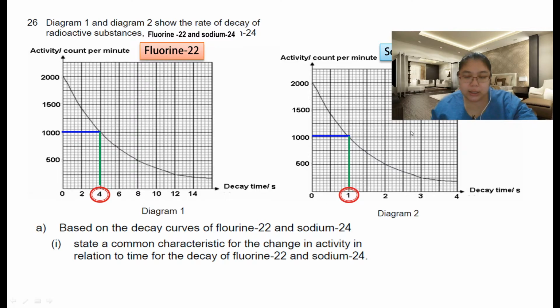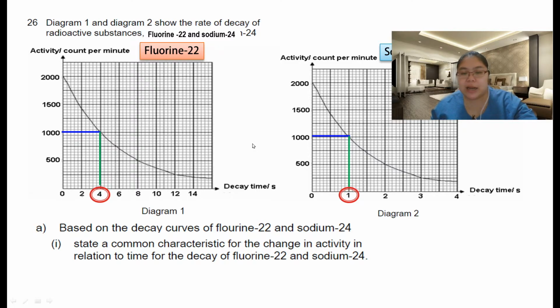Now let's see the sodium. Sodium 1000 is 1 second. To drop again to half, that's 500, the time taken is 2 seconds. So for sodium, every time it drops to half, the half-life is the same. From here we can conclude the similarity: in both diagrams, when it drops to half, the half-life is constant.